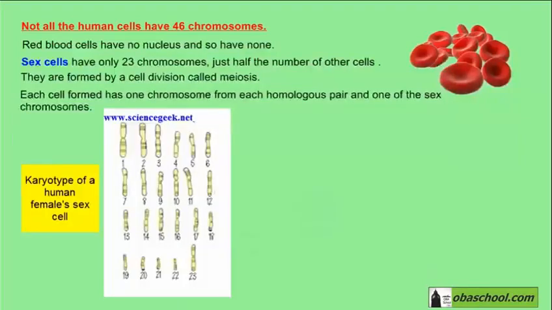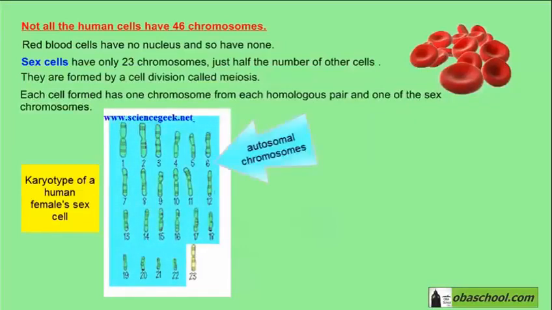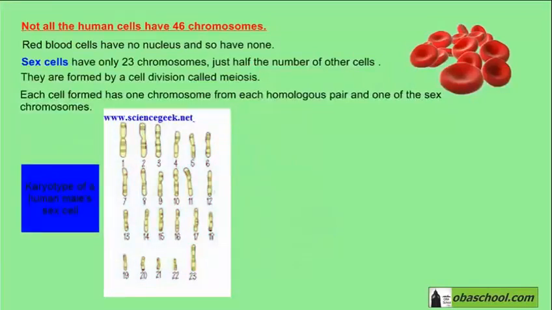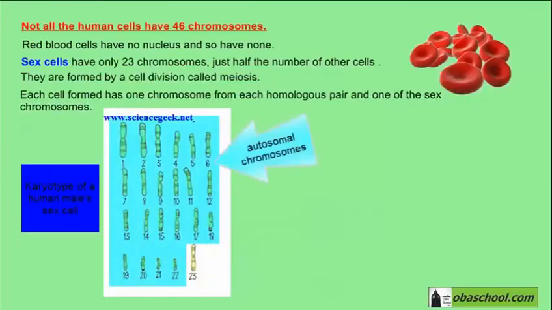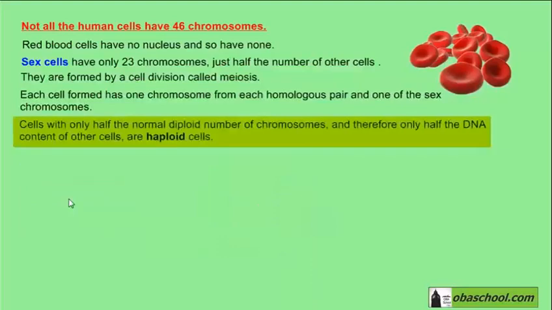This is the karyotype of a human female's sex cell. These are the 22 chromosomes that are the autosomal chromosomes, and this is the one sex chromosome. It is an X because the female can only have X. This is the karyotype of a human male's sex cell. You see the 22 autosomal chromosomes and the one sex chromosome. It can either be X or Y. We call these cells haploid cells. They have half the number of diploid cells' chromosomes. So remember, diploid is from double, haploid is from half.